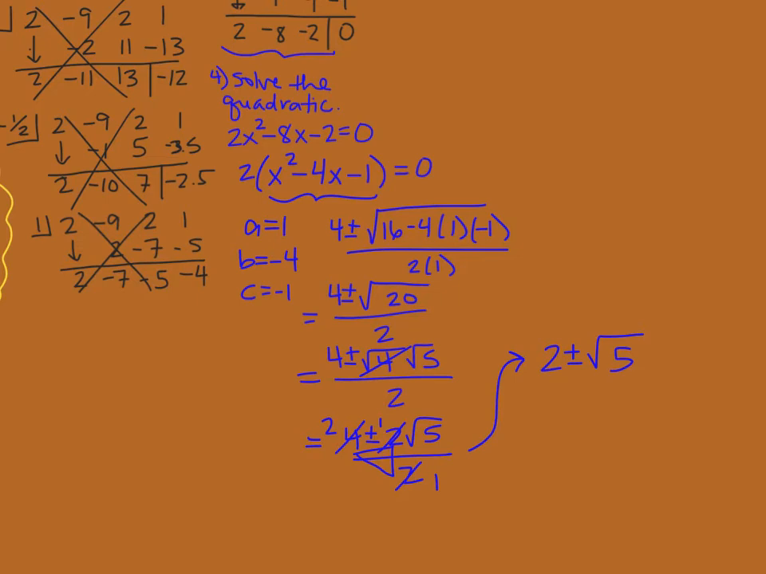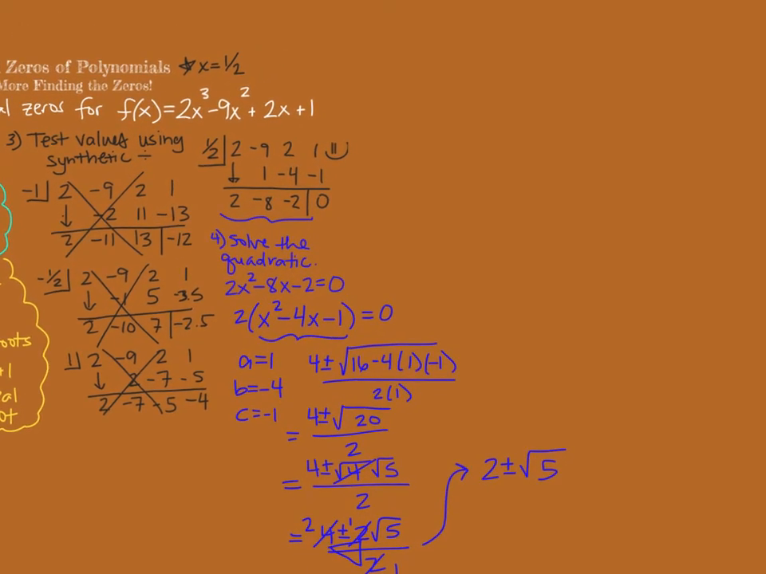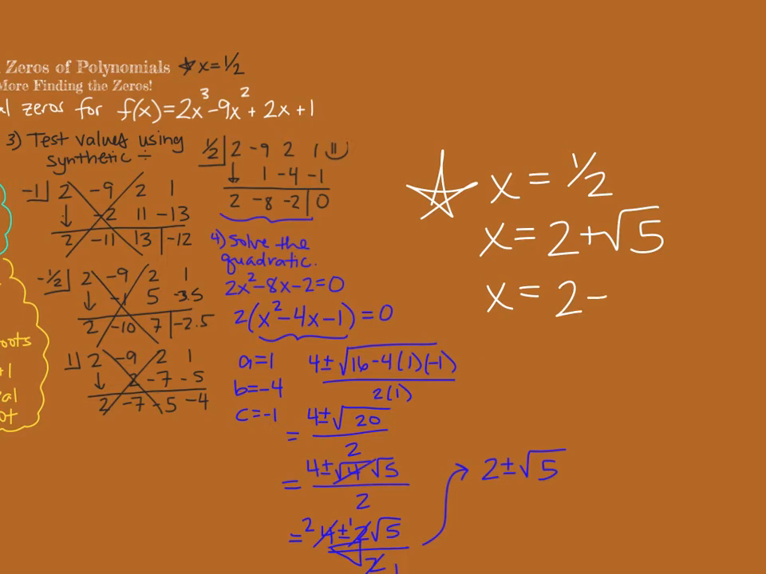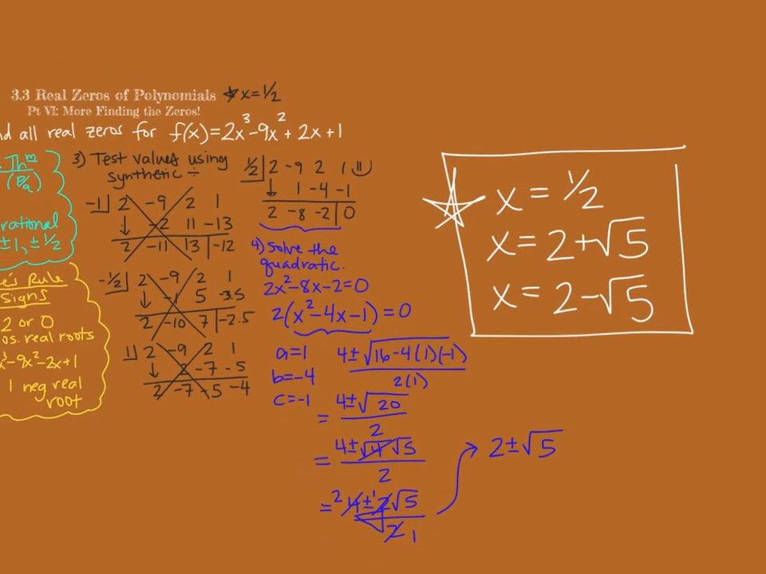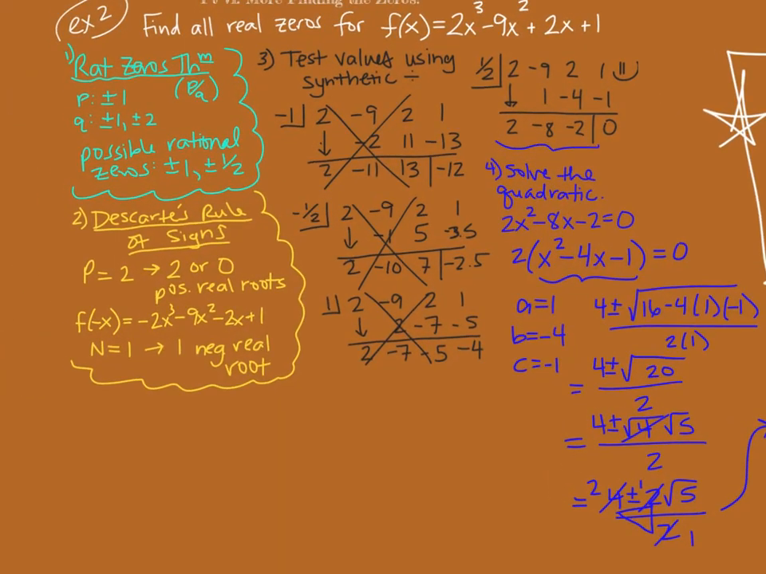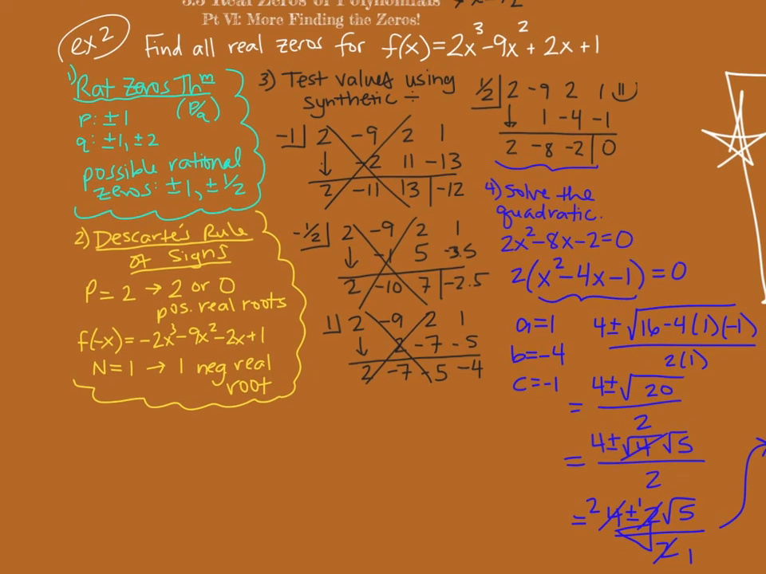So our 3 final answers, I will write over here in white. X equals 1/2 is one of them. X equals 2 plus root 5, and x equals 2 minus root 5. Those are our 3 answers, our 3 roots to this cubic. Now, what did Descartes say from the very beginning? Descartes said that we will either have 2 positive real roots or none, and we'll definitely have 1 negative real root. Let's see if that's the case.